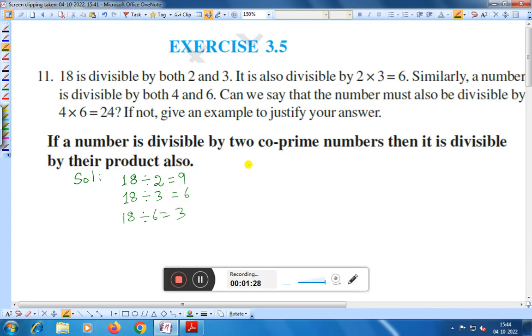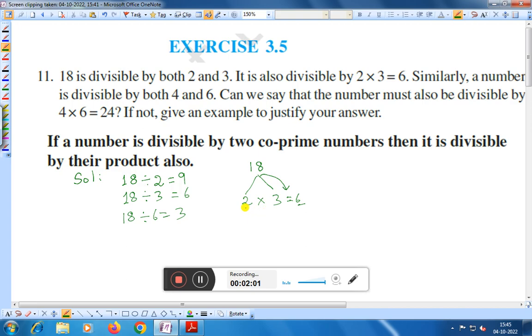That means if 18 is divisible by two numbers 2 and 3, and both the numbers, 2 and 3, are co-prime numbers, then 18 is divisible also by the product of these numbers, that is 2 into 3. It is divisible by 6 also, right? Again, we are given that if 18 is divisible by 2 and 18 is divisible by 3, then 18 will also be divisible by 6.